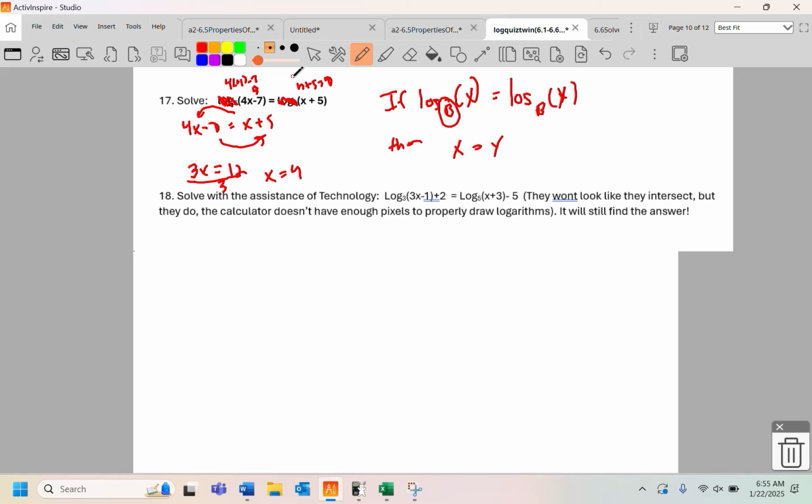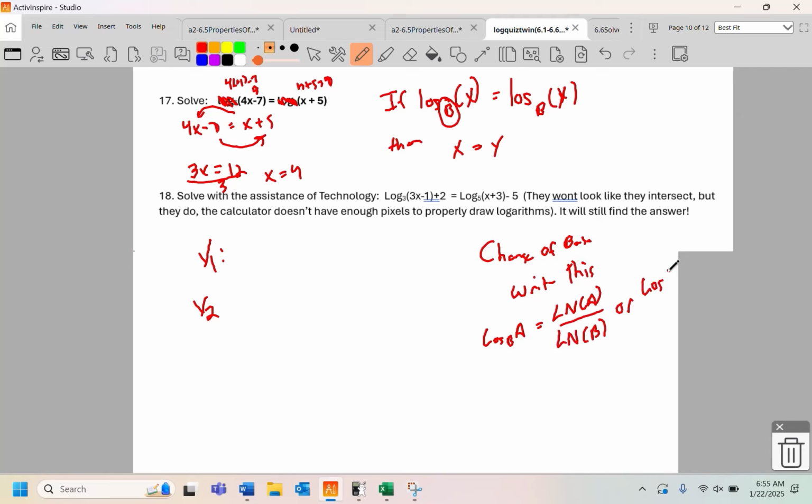18, solve with the assistance of technology. So I'll have on your test a place for you to put y1, y2, okay? You're going to have to use change of base. And again, you should probably write this to help you memorize it. A logarithm, base b argument a, can be the ln of a over the ln of b, or it can be the log of a over the log of b. And then there's the chosen base idea, which just doesn't do us a whole lot of good in Algebra 2. It's more for more advanced classes, maybe a calculus class.